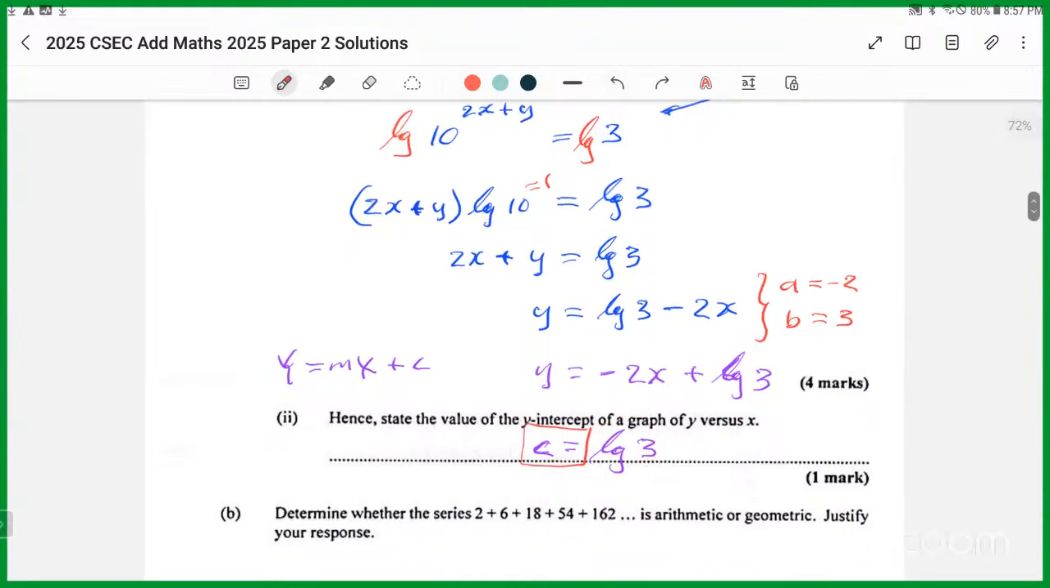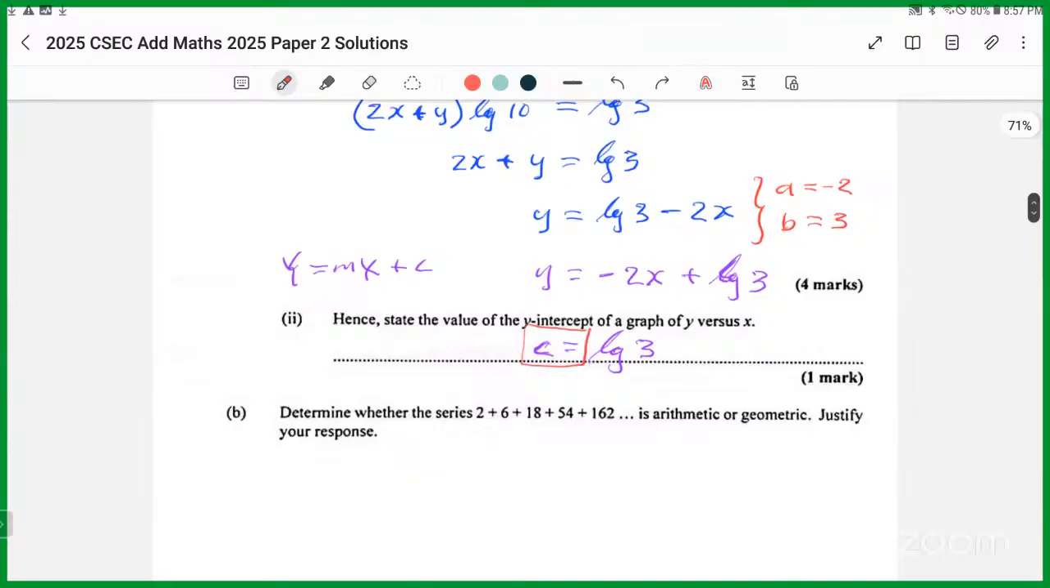All right. Next part says determine whether this is arithmetic or geometric. So if it's arithmetic, there's a common difference.